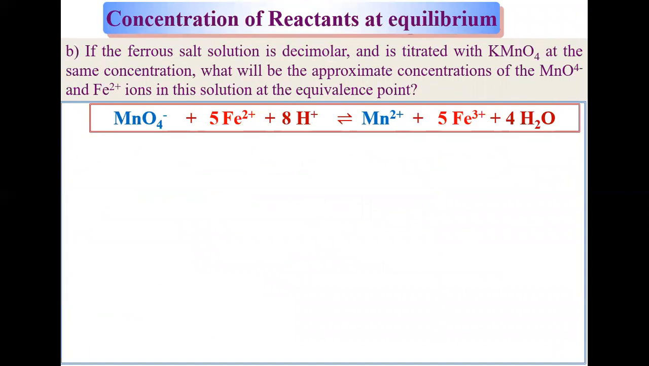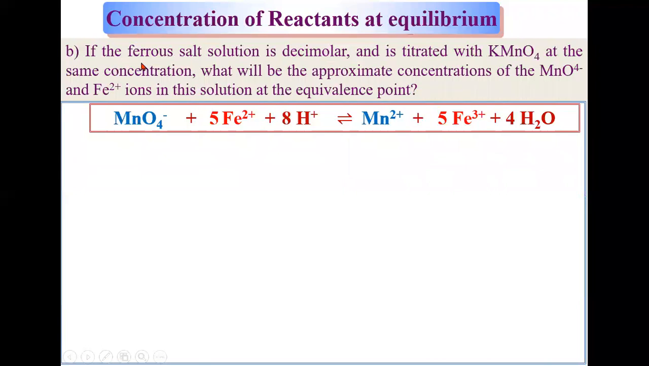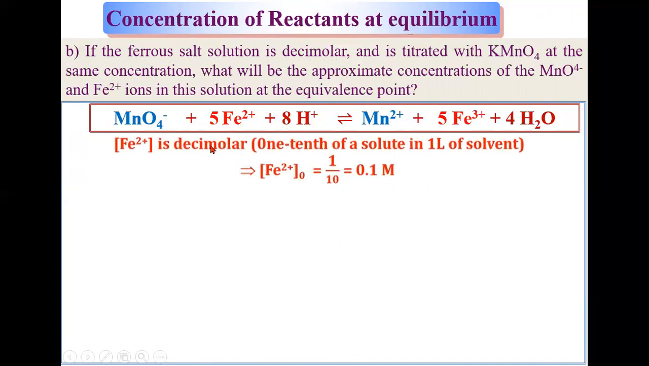And now, this question has been modified slightly. We have been given a volume, but if we weren't given a volume, we solve it in one way, and if we were, we can solve it in another way. So if we're not given the volume of the ferrous salt, we have a ferrous salt solution that is decimolar. When we say decimolar, it means 1/10 of the solute in 1 liter of solution. So 1 divided by 10, or 0.1 molar, 0.1 moles in 1 liter.